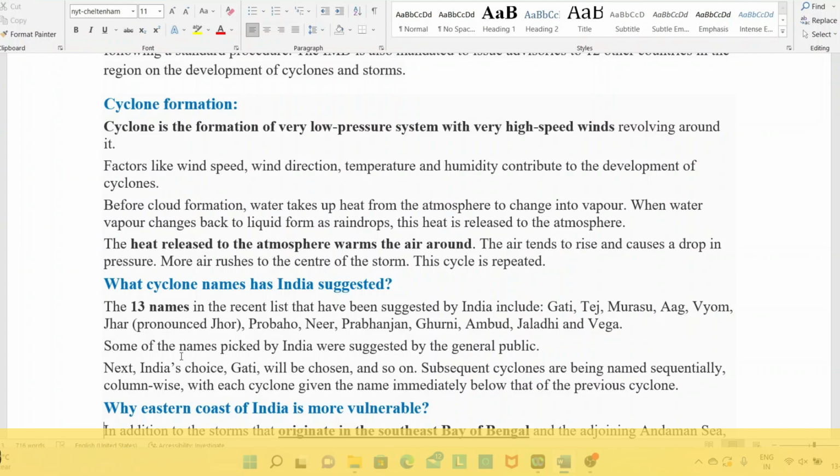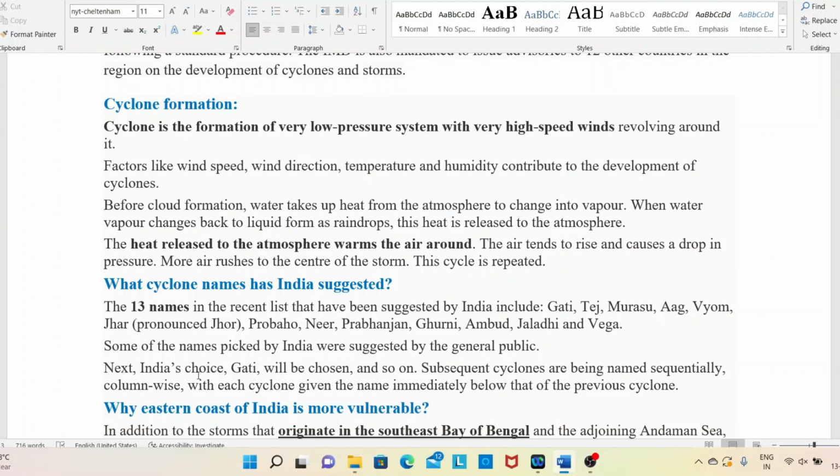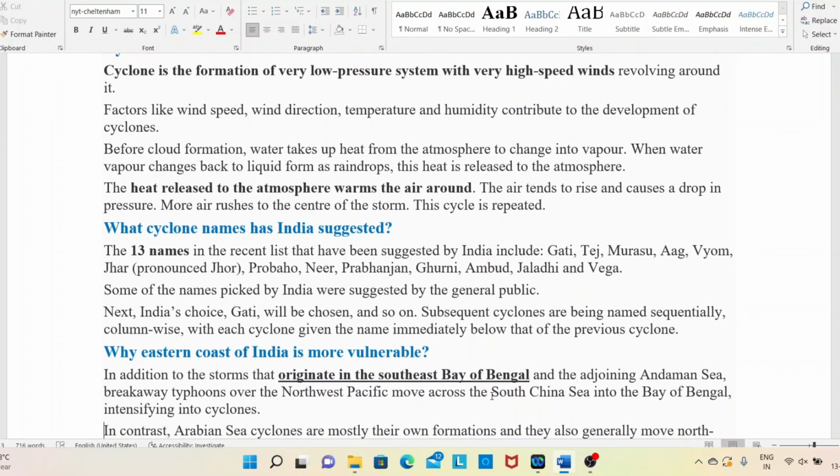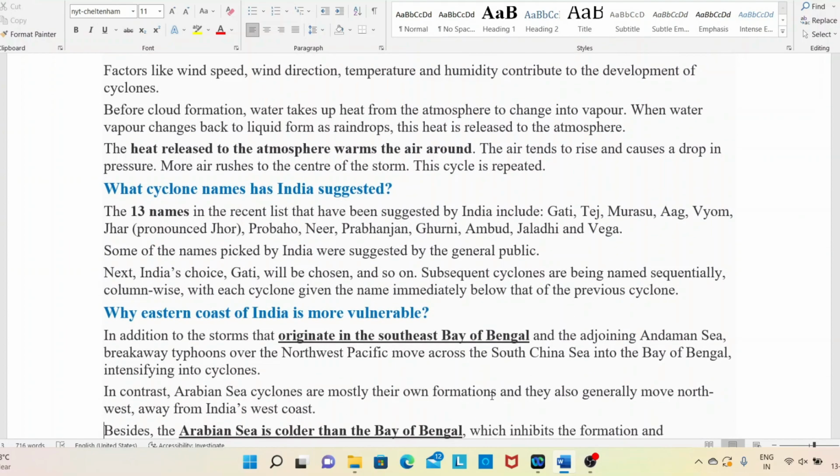Next, India's first choice, Gati, will be chosen, and subsequent cyclones will be named sequentially, column wise. We can see in our next slide the cyclone names suggested by the other countries. This is about the 13 cyclone names India has suggested.